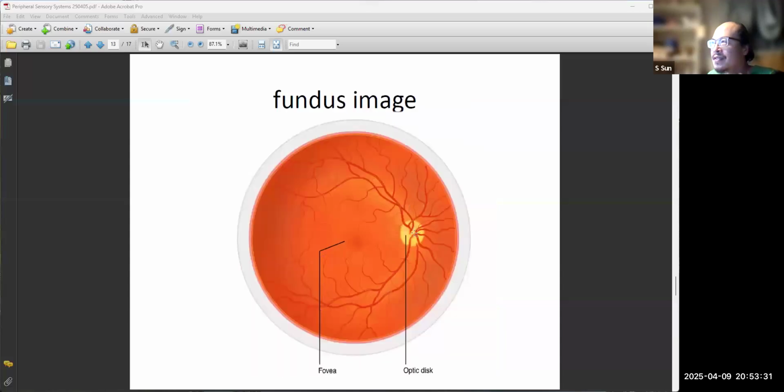All right, so that's the eye structure. This is the optic disc that we just mentioned. It's just a fundus image. It's easier to appreciate its disc-like shape.